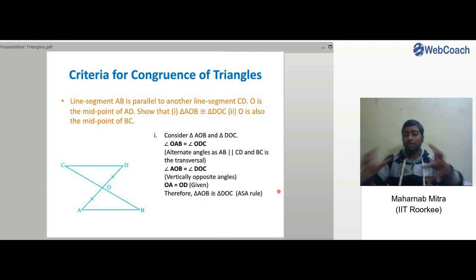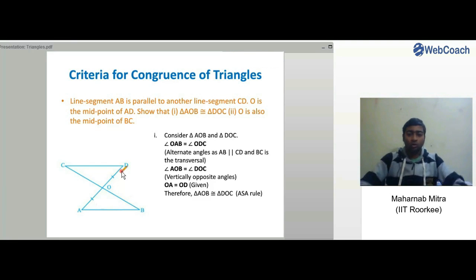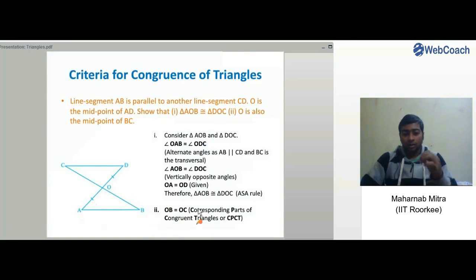So you can see we can tell triangle AOB is congruent to triangle DOC. Why? Because angle A was equal to angle D, so A could be overlapped on D. O was the common point, so O could be overlapped on itself, and B and C can be overlapped onto each other, right? Because A and D have been overlapped already, so B and C are left, so B and C can be overlapped onto each other, right? According to the ASA rule, angle side angle rule. Now let us do the second part.